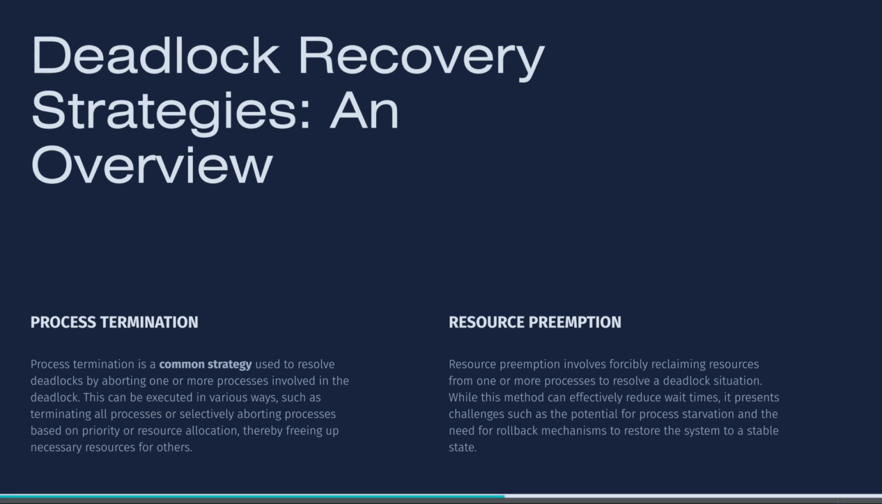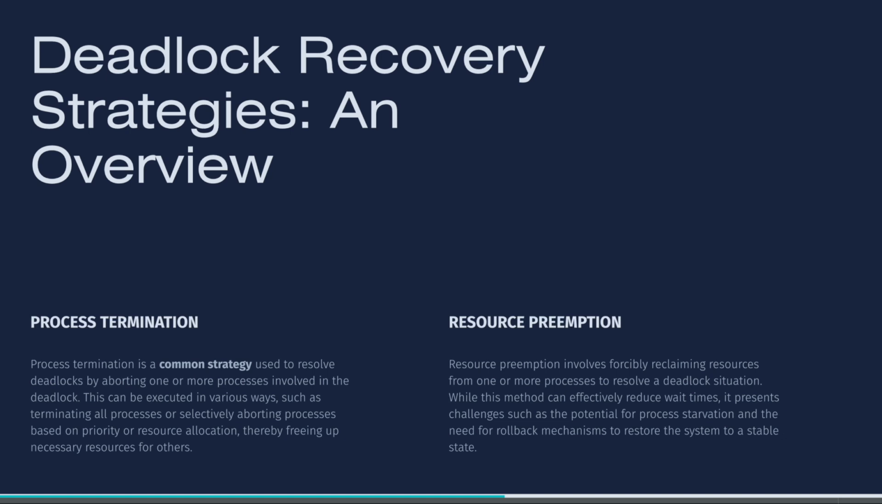Once a deadlock is detected, the next step is recovery. There are mainly two recovery strategies. First, process termination, where one or more processes involved in a deadlock are aborted to free the resources. Second, resource preemption, where resources are taken away from some processes and given to others. Both methods aim to restore the system to a stable state.